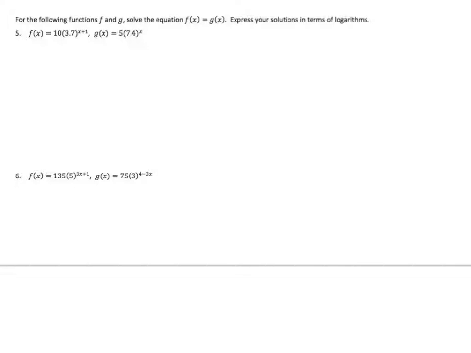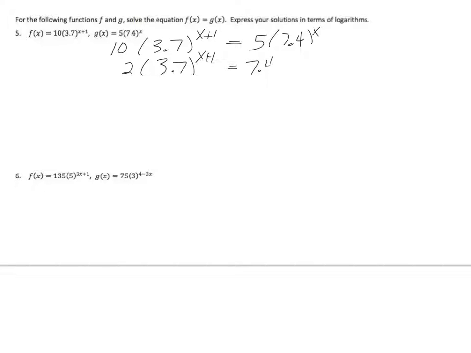So first I'm going to set them equal to each other. 10 times 3.7 raised to the x plus 1 equals 5 times 7.4 raised to the x. I'm going to divide both sides by 5. That gives me 2 times 3.7 to the x plus 1 equals 7.4 to the x.